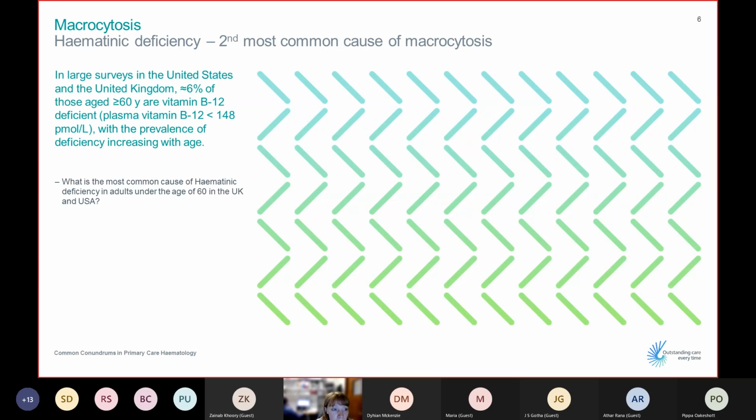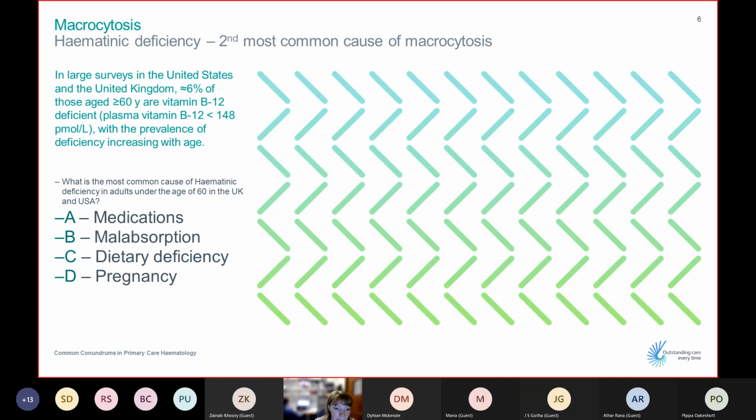However, if we think about the population under 60, in this study, what do you think was the most common cause of hematinic deficiency in adults under 60 in the UK and the US? Was it A, medications, B, malabsorption, C, dietary deficiency, or D, pregnancy?